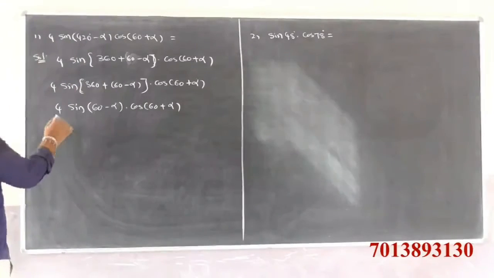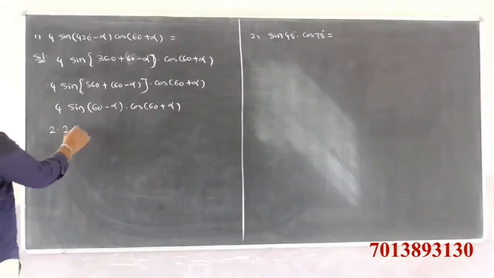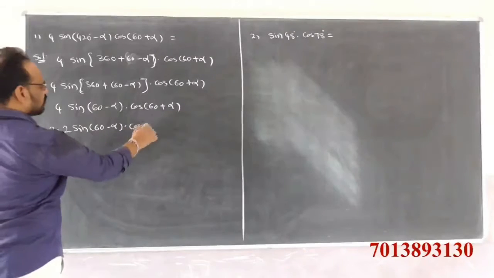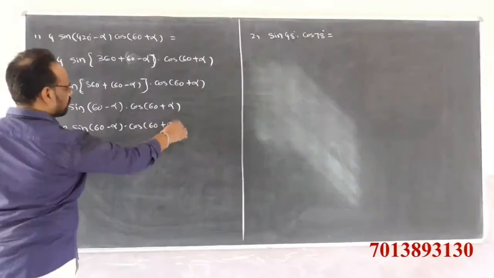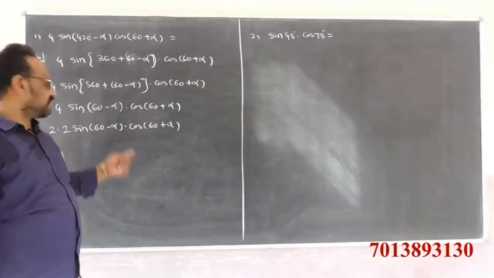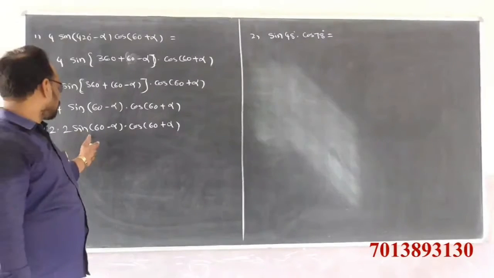This can be written, 4 can be written as 2 into 2, so 2 into 2 sine(60 minus alpha) into cos(60 plus alpha). Here theta is 60 minus alpha, here is 60 plus alpha. So it is in the form of 2 sine.